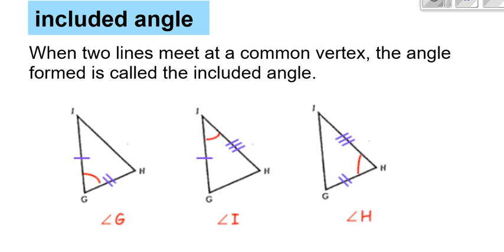An included angle is similar. An included angle is when two lines meet at a common vertex, and the angle formed is called the included angle. This goes way back to the beginning where we talked about two rays making an angle. Here I've got two line segments making an angle. The included angle is the angle created by the two line segments. For example, I've got these two line segments here. This would be the included angle.